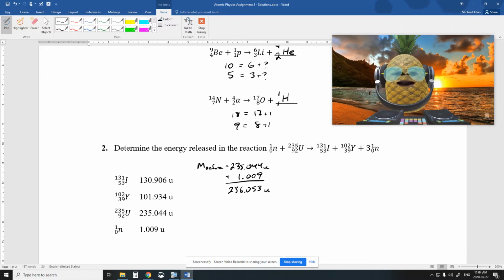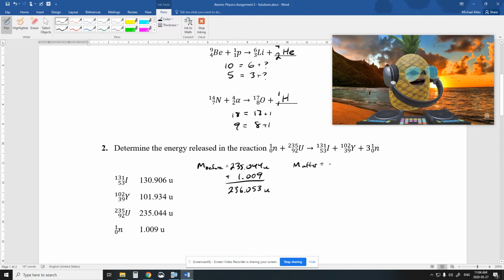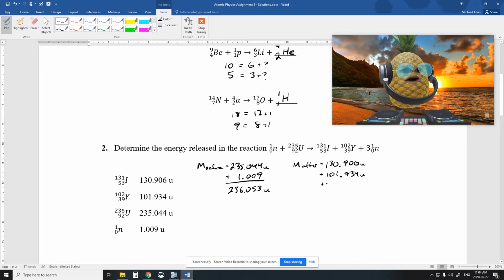Carry the 1 over, do all that stuff. I'm just going to punch in my calculator here. Yeah, okay, so we got that number. The mass afterwards. So I'm just going to add the iodine here to the yttrium. I don't know how you pronounce it. And we're going to add that to 3 neutrons.